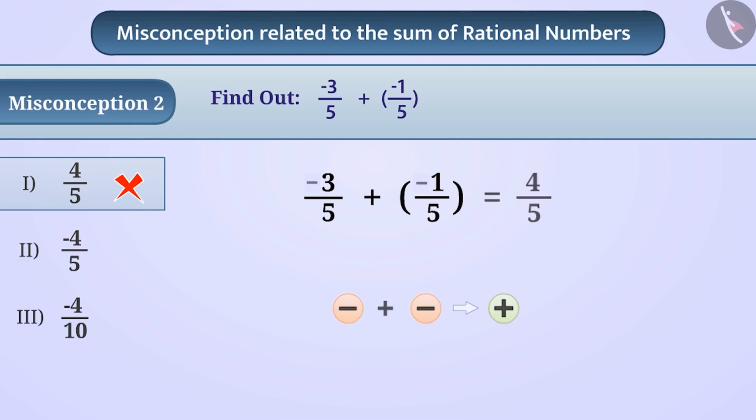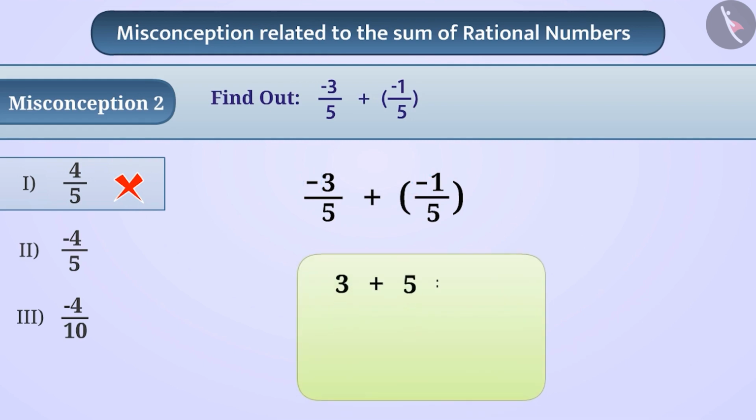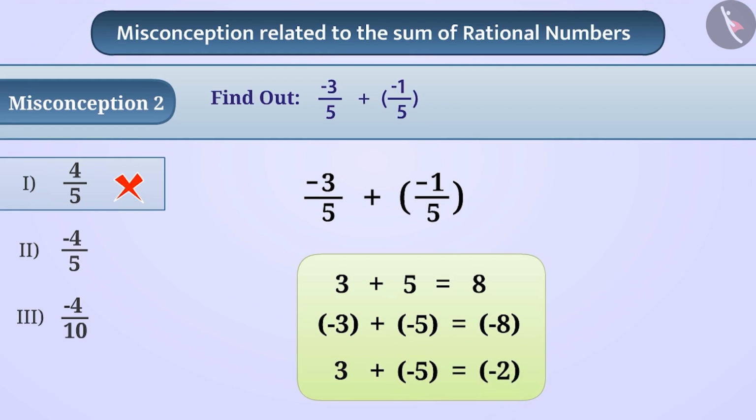The correct understanding here is that it is necessary to take care of the signs of numbers while doing addition. Note that the sum of two positive rational numbers is positive, the sum of two negative rational numbers is negative. If there is a positive and a negative rational number, then the sum takes the sign of the rational number whose value without the symbol is larger. Here both are negative rational numbers, so the sum will be negative. Therefore, the sum minus 4 by 5 will be obtained here, that is option 2 is the correct answer.